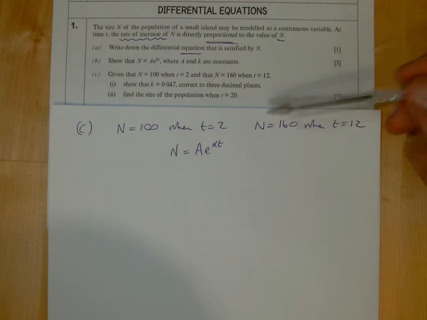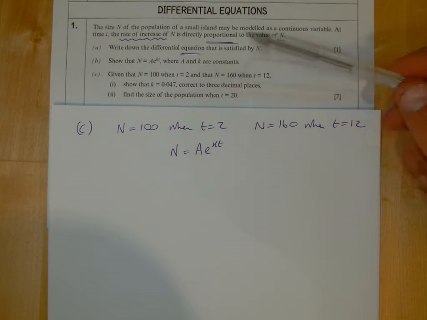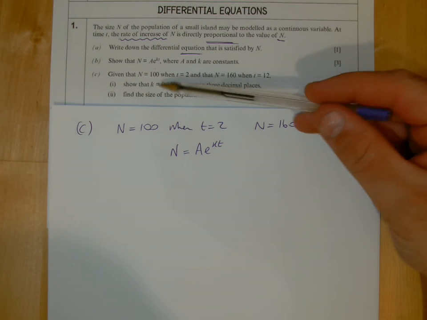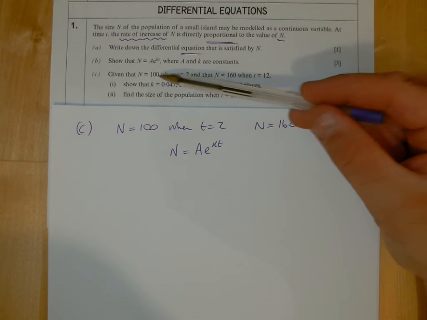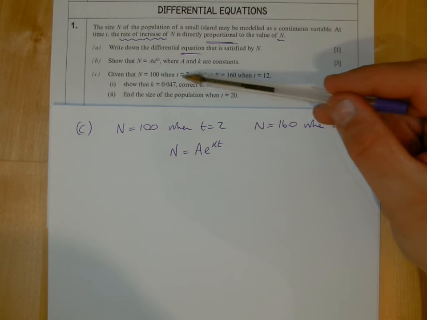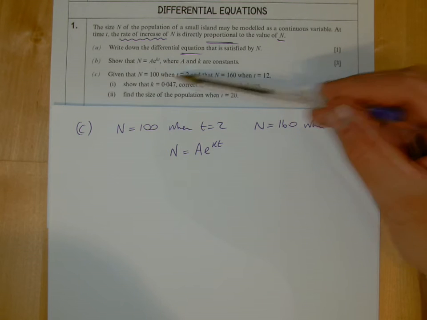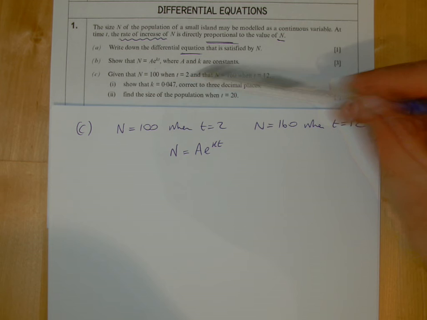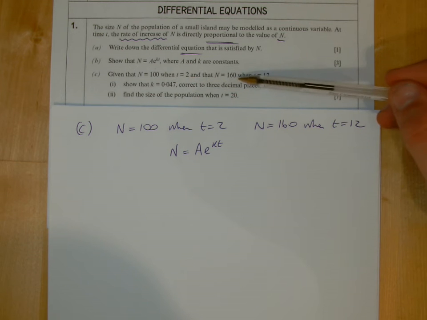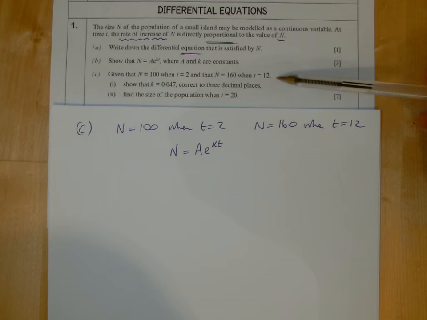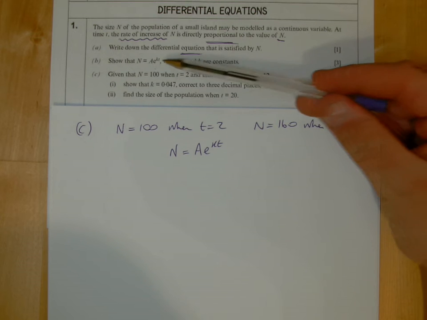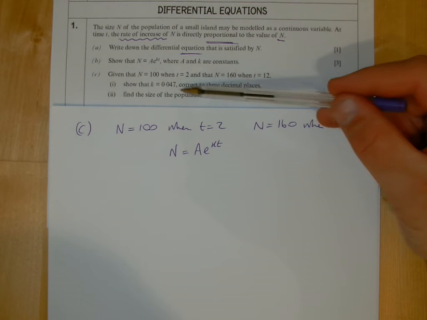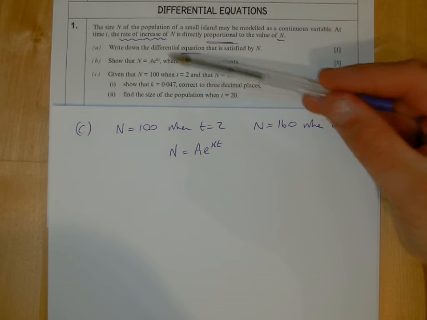Okay, so with part C here now, right? They've given us conditions for the population at a certain time. So n is 100 when t is 2, and n is 160 when t is 12. They're giving us conditions here, and that will help us to work out what k is, for instance, with part 1 here. They want us to show that k is 0.047.